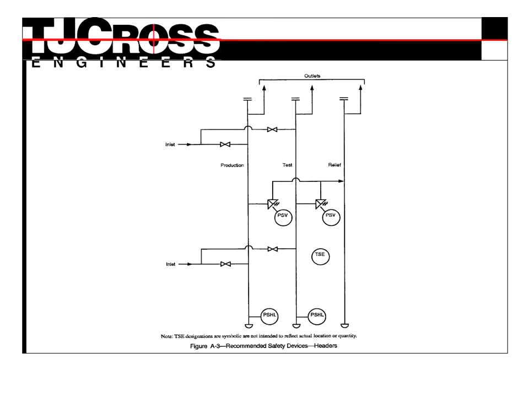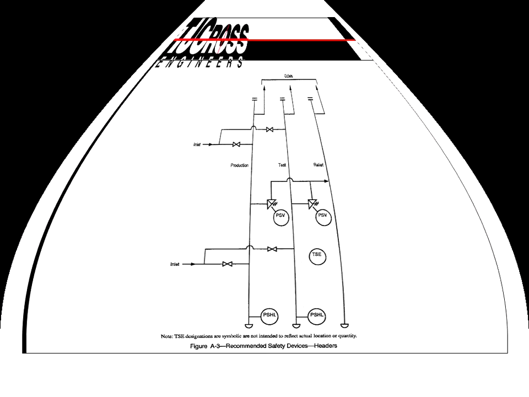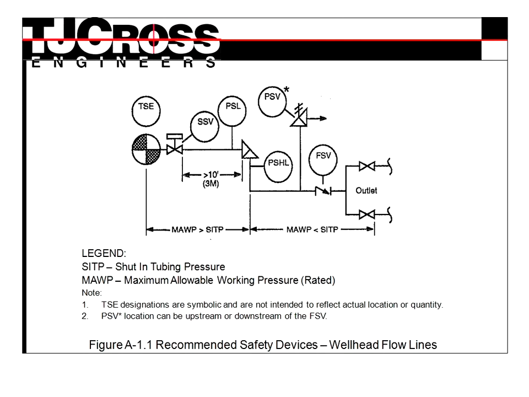This diagram shows typical protection for gauge setting test and group headers. Each header requires a pressure safety relief valve to protect the pipe against overpressure from blocked and misdirected flow. In this design, a pressure safety relief valve is installed to protect the flow line if the maximum allowable working pressure, also known as the MAWP, is less than the shut-in tubing pressure.